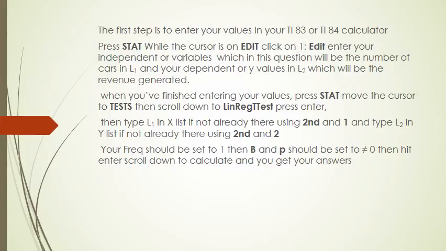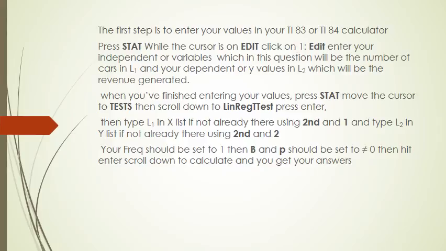When you finish entering your values, you press Stat again, and then you move the cursor using the right or left arrows to Tests, and then you scroll down all the way to the LinRegTTest, and then you press Enter. Then in this test, usually L1 is going to be where it says Xlist, but if L1 is not already there, use the 2nd button and the number 1 button to put L1 into Xlist, and then you type L2 in Ylist if it's not already there, using the 2nd button and the number 2 button.